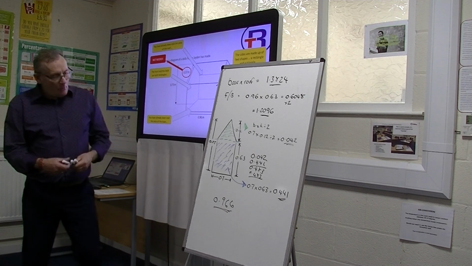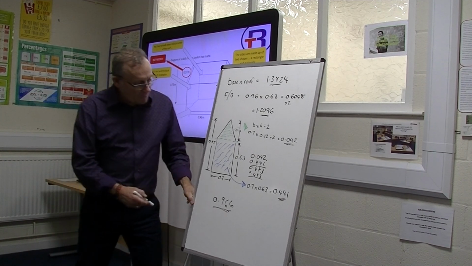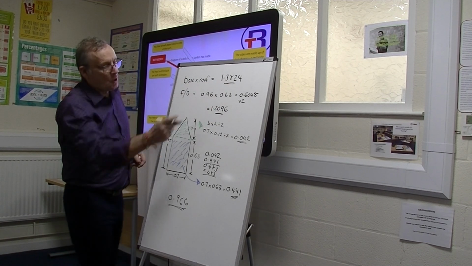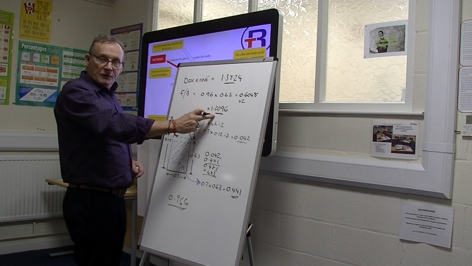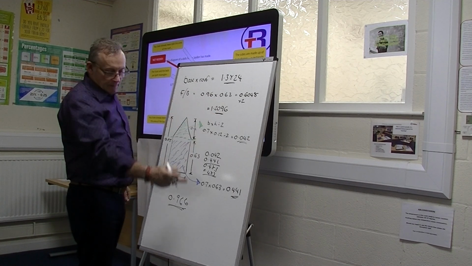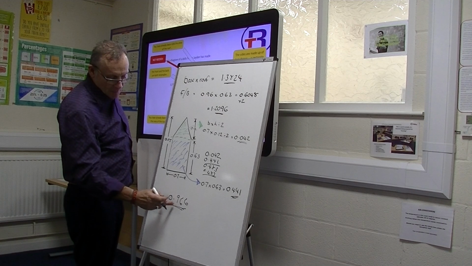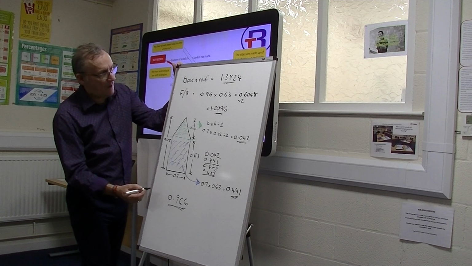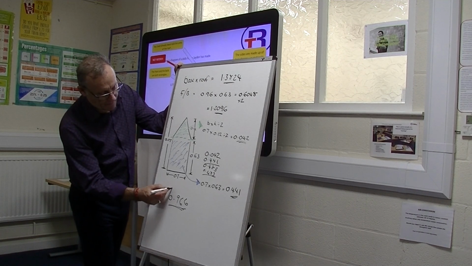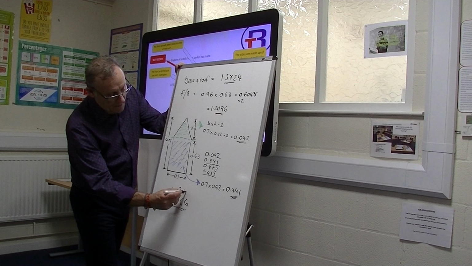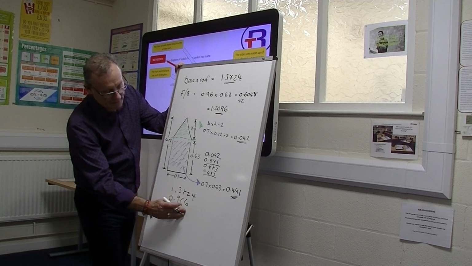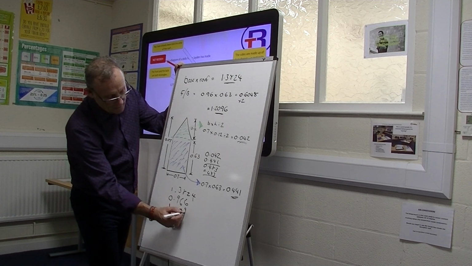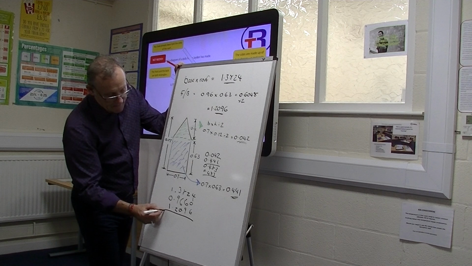Okay? So now let's have a look what we've got. We've got the base and the roof, 1.324. We've got the front and the back, 1.2096. The two ends, 0.966. Let's add all those together. Let's add everything we've got together. Okay? 1.3824, 0.966 and 1.2096. Let's add that together.